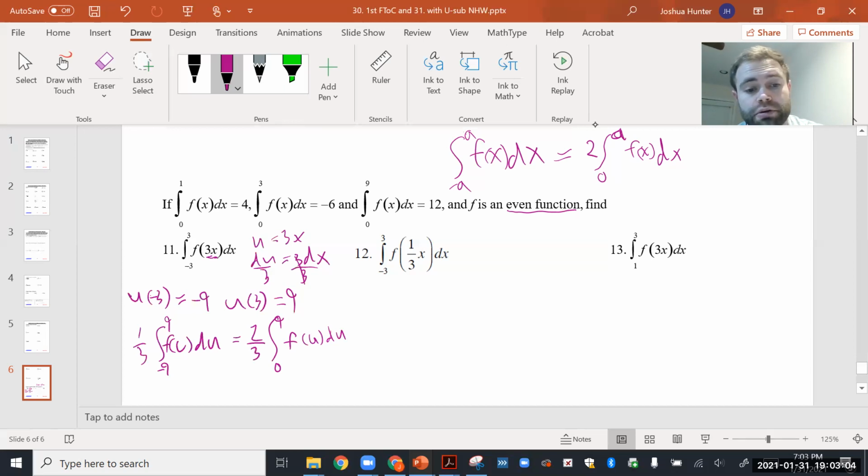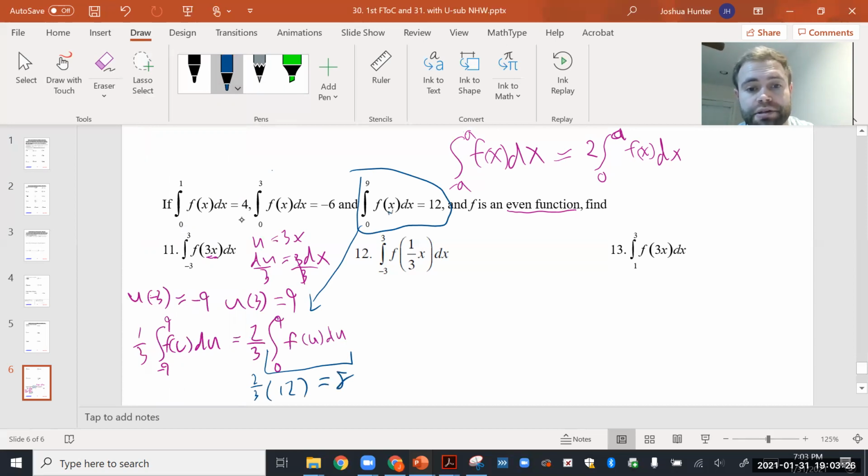And then the integral from 0 to 9 of f of u du, they already told us what that was. They told us that right here. The integral from 0 to 9 of f of u du is 12. So we have 2/3 times 12, which is 8.